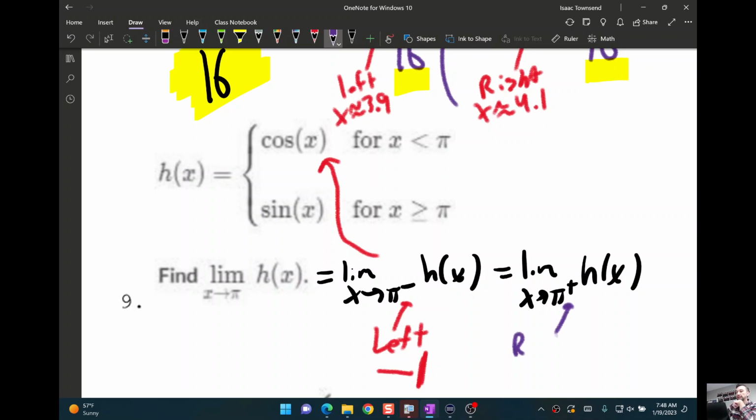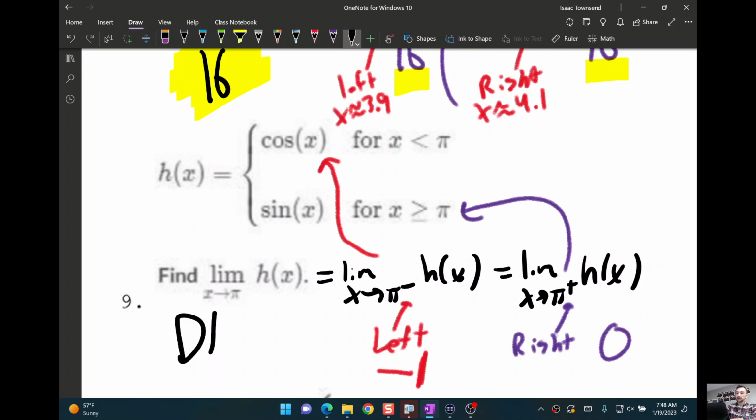This is saying as x approaches pi from the right, so you need to think as x is a little bit bigger than pi, but getting closer to pi. And if x is bigger than pi, you should be plugging it in here. This is the one that's saying when x is bigger than pi. So if you plug pi into this equation, the sine of pi is 0. And if the limit from the left doesn't equal the limit from the right, this limit can't exist.